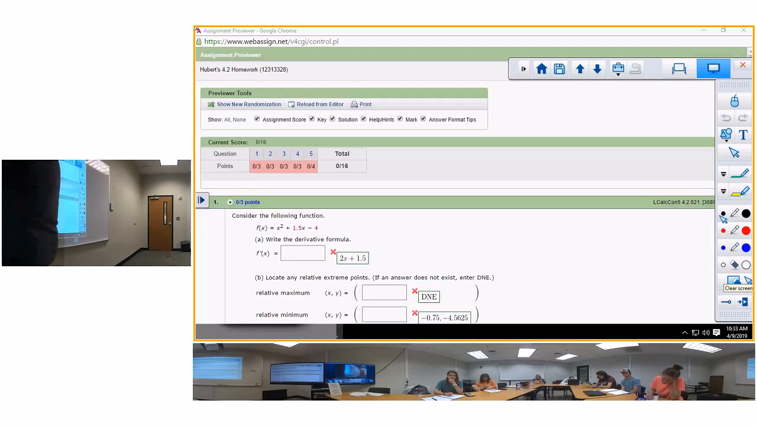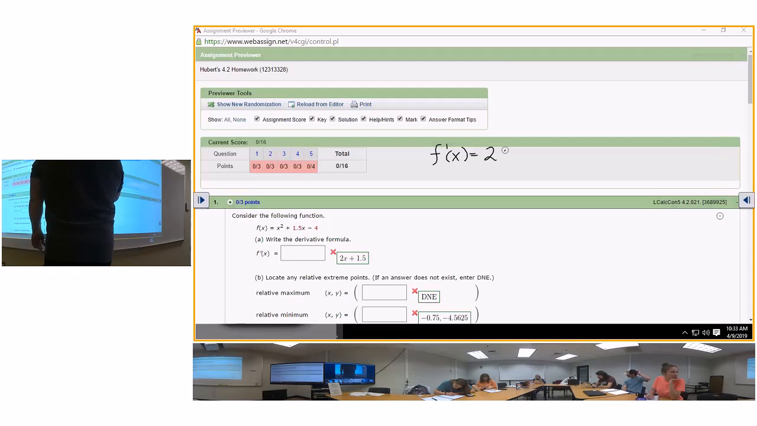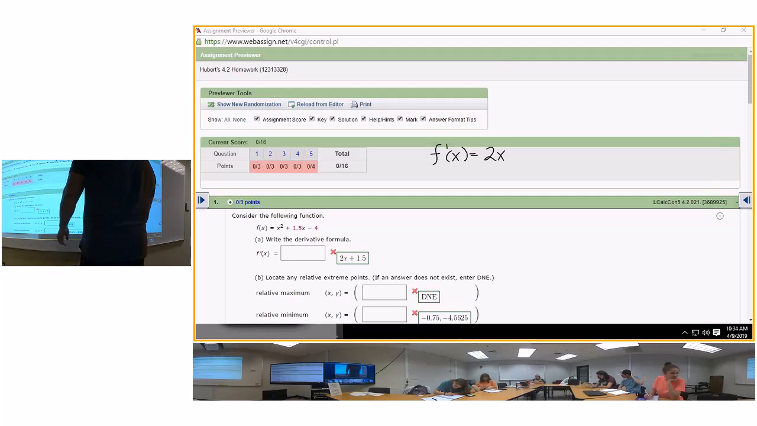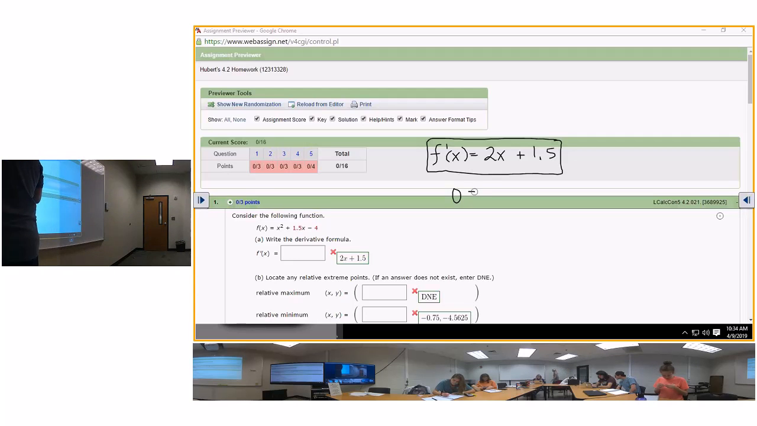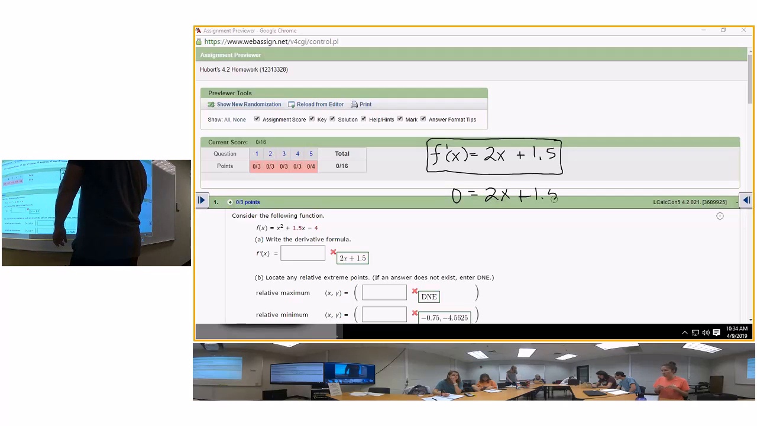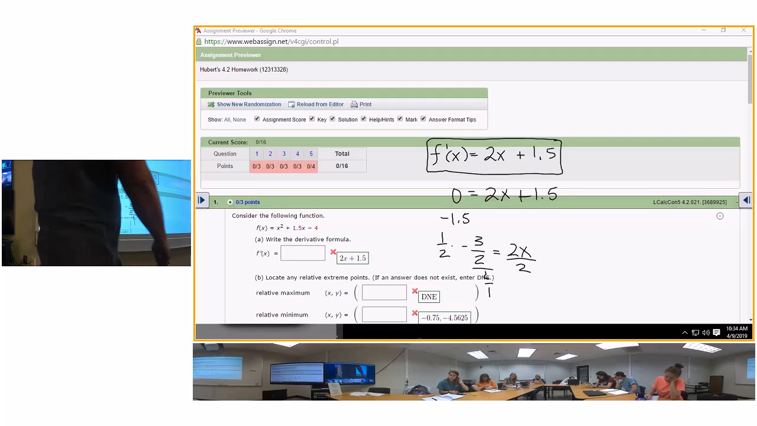So what is the derivative of x squared? 2x. And what is the derivative of 1.5x? 1.5. So that's your derivative. Okay? Now set that equal to 0. 0 is equal to 2x plus 1.5. Minus 3/2 is equal to 2x. Divide by 2, divide by 2 over 1. When you divide by a fraction, you multiply by the what? So negative 3/4.